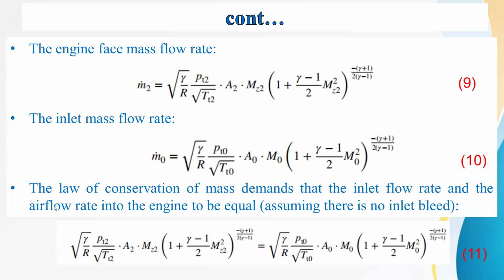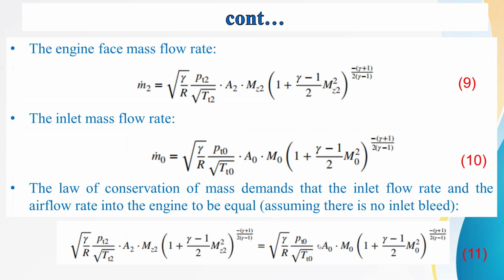And the law of conservation of mass needs the inflow rate and the outflow rate in the engine to be equal. That is the conservation law. So we can put M2 is equal to M naught. That gives us this equation. And this equation needs some kind of rearrangement, okay?